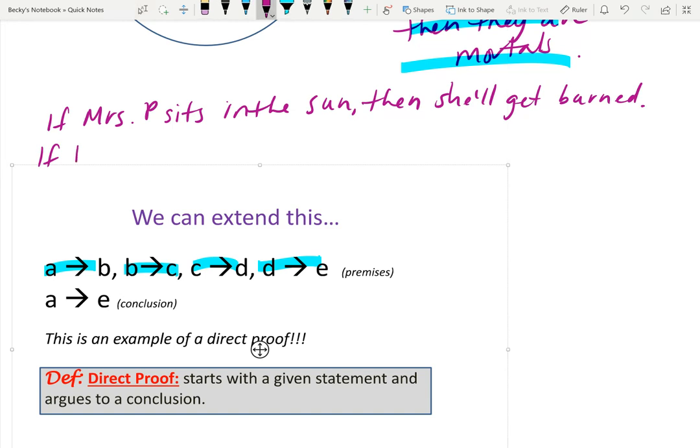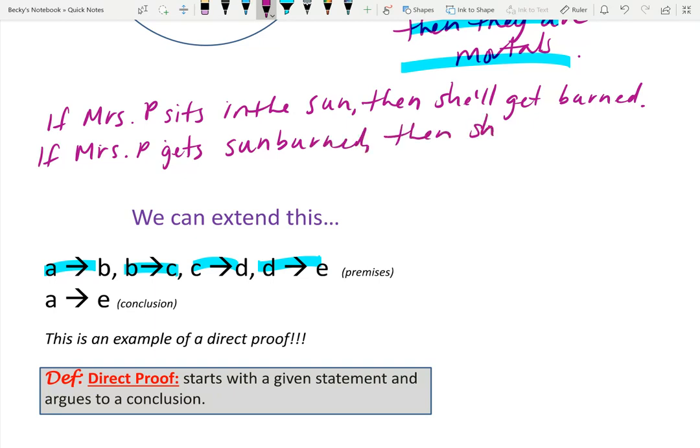Okay, if I can't say she, I gotta say you. So if Mrs. P, let's say, gets sunburned, then she will, and again, this is just silly, I gotta make it up. She will need aloe. Sure. That's the second premise. That would be B to C. Again, there is a pattern, the end and the beginning match.